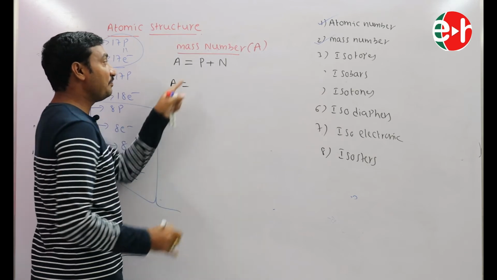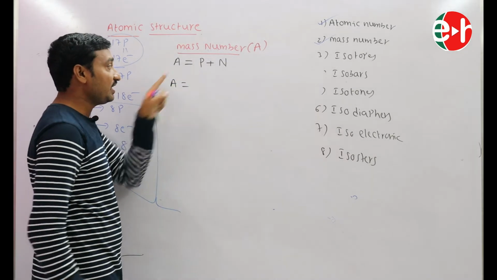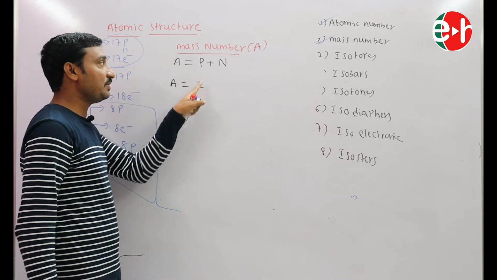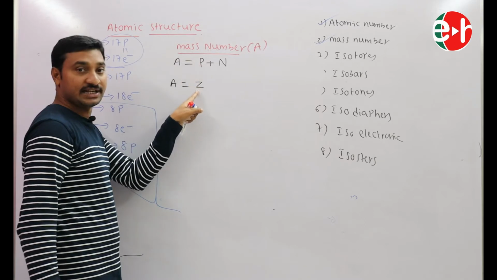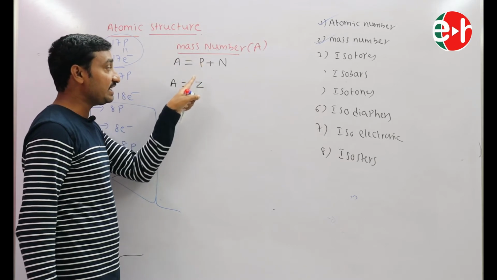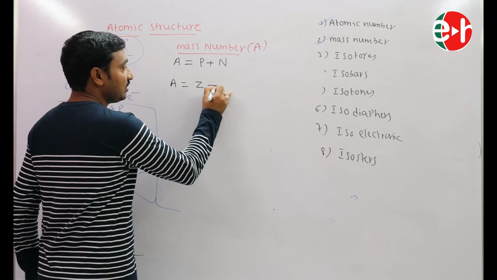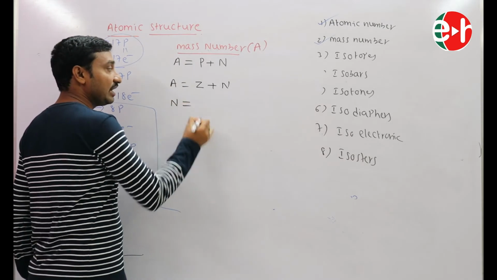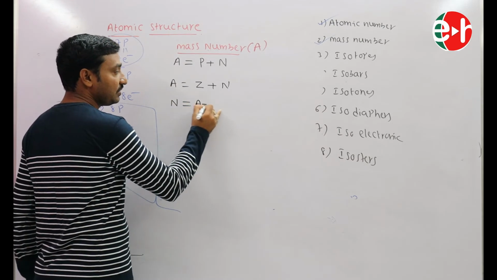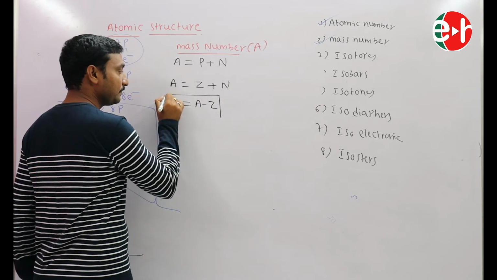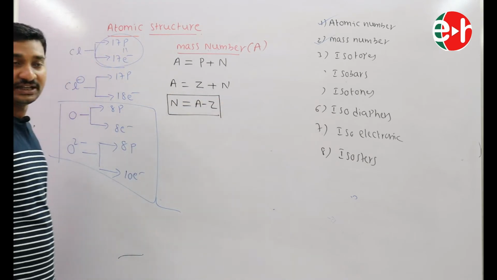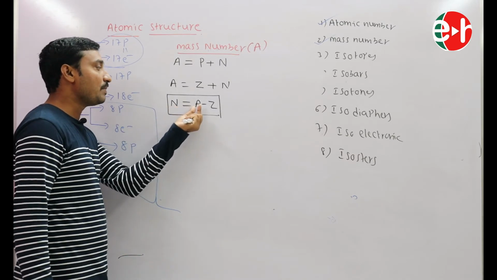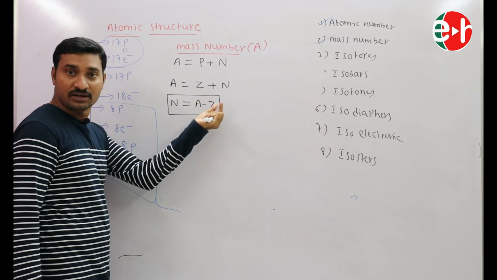We know the number of protons is equal to the atomic number. That's why P is replaced with Z, because the number of protons equals the atomic number: A equals Z plus N. Now we are getting a formula to find the number of neutrons. N is equal to A minus Z. So this is the formula for finding the number of neutrons: the number of neutrons is equal to mass number minus atomic number.